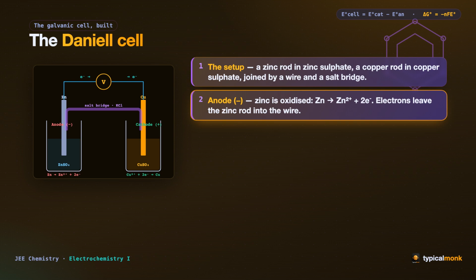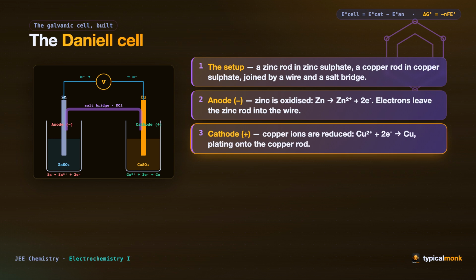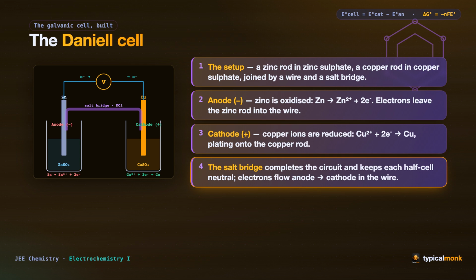Those electrons leave the zinc rod and enter the wire. The cathode, the positive electrode, copper ions are reduced. Copper 2 plus, 2 electrons goes to copper, plating onto the copper rod. And the salt bridge. It completes the circuit and keeps each half cell electrically neutral. In the external wire, electrons flow from the anode to the cathode.